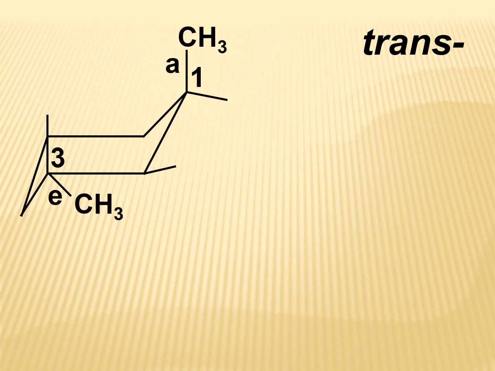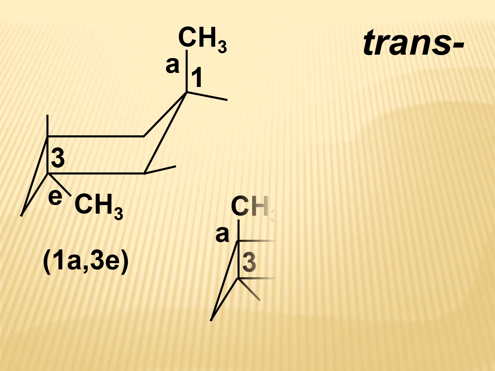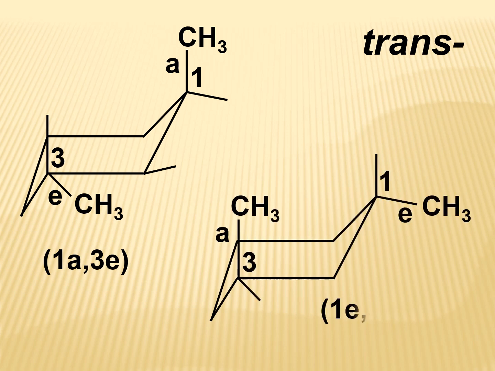In the trans isomer we have two types, 1A3E and 1E3A. Both have one axial substituent each, and therefore the stability will be medium, because in each case there is one axial substituent, so there will be diaxial interaction. Here also the axial substituent at the 3 position will undergo diaxial interaction. So the stabilities of these two will be equal, and compared to the others it will be medium stability.